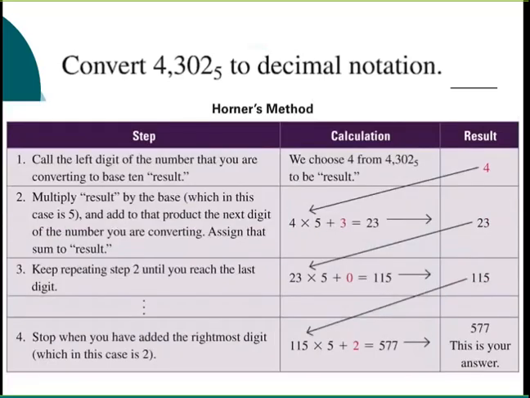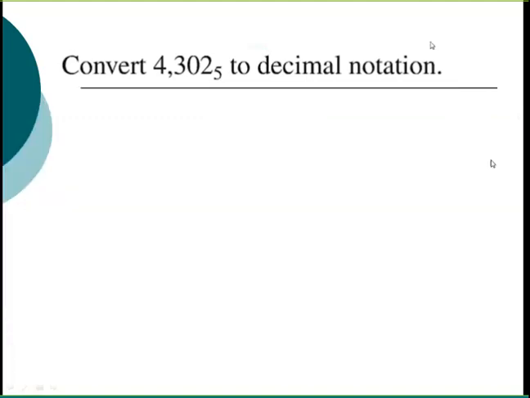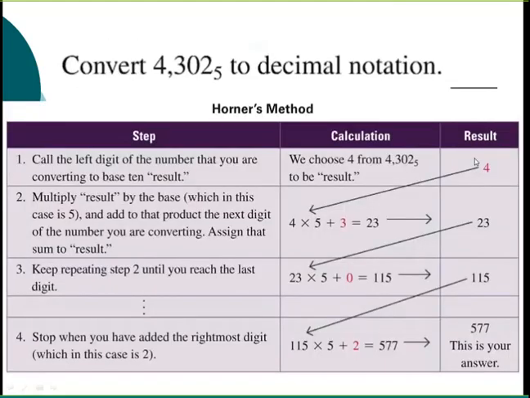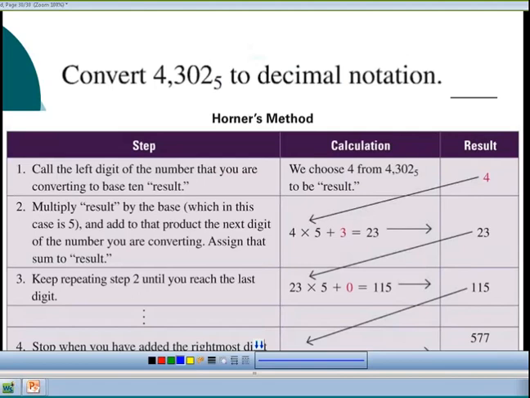Horner's method, if you follow the steps listed on the left, starts from the left-hand side of the number and works its way through. You still end up doing the same calculations, but it might be more straightforward. You start from 4 and multiply it by 5. Then you add the 3, which is this 3 right here, and you get 23.